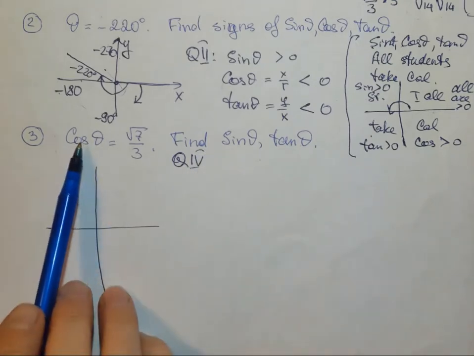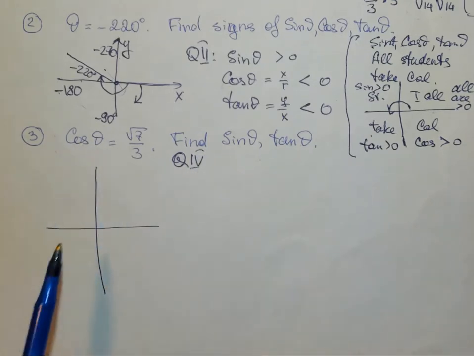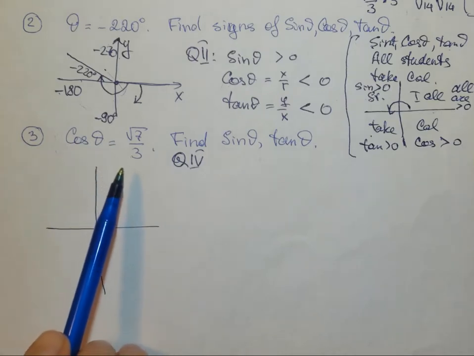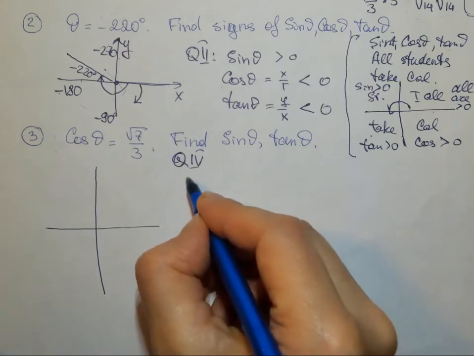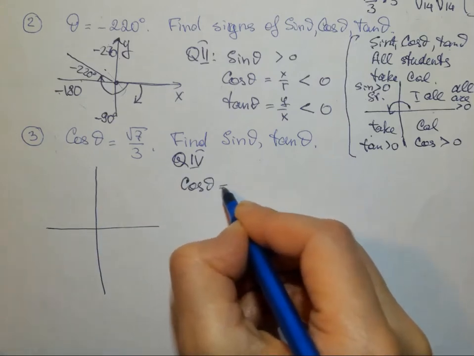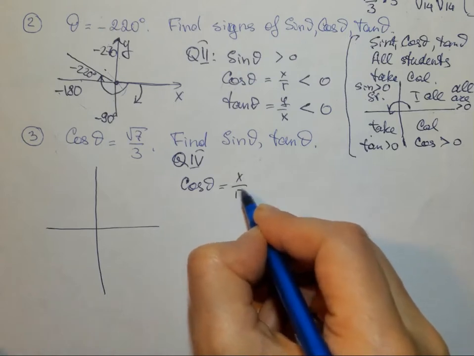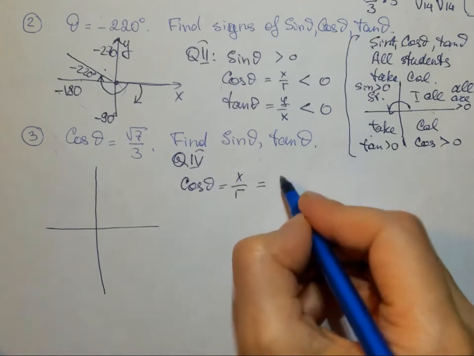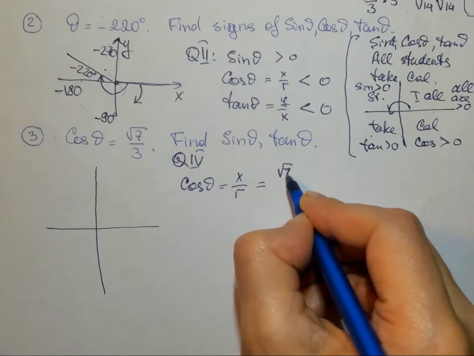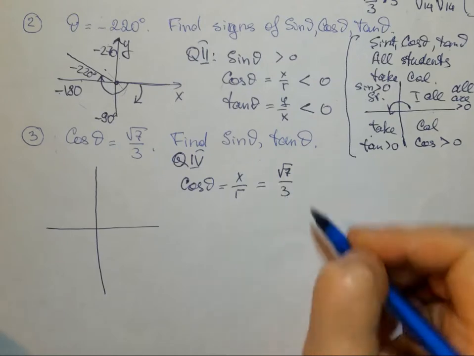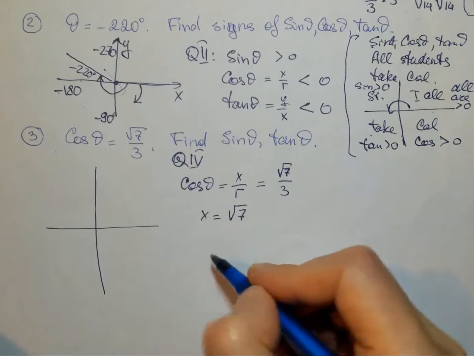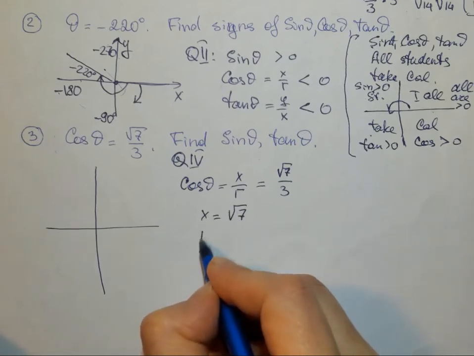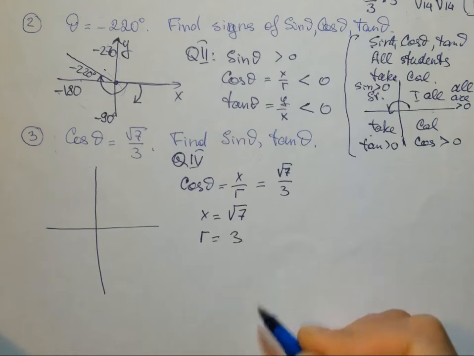So we can represent angle theta by a point on the terminal side of the angle theta. We know that the definition of cosine theta is x over r. On the other hand, cosine is equal to square root of 7 over 3. Let us take x equals square root of 7 and r equals 3.